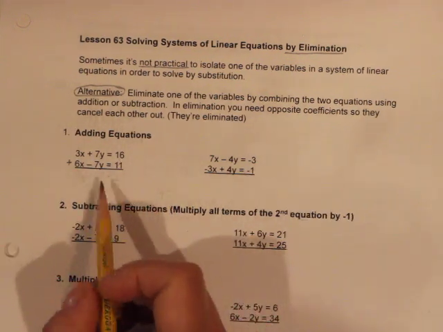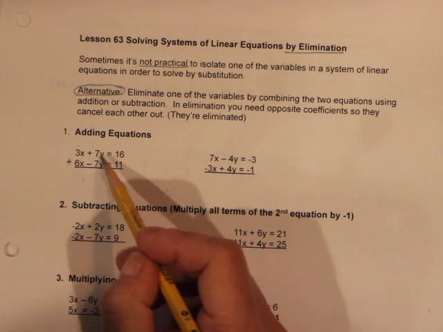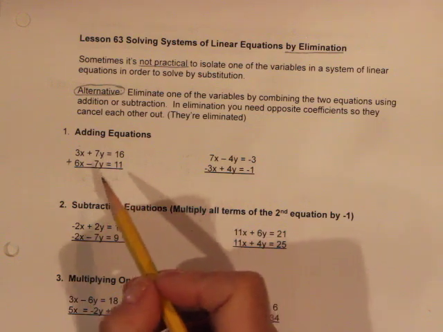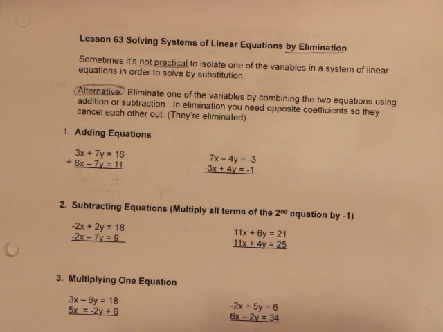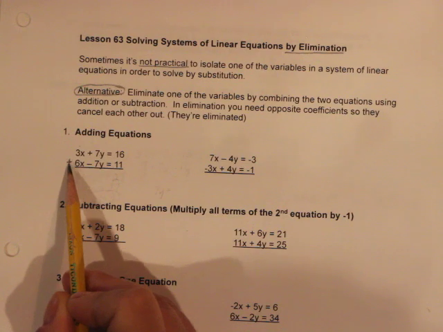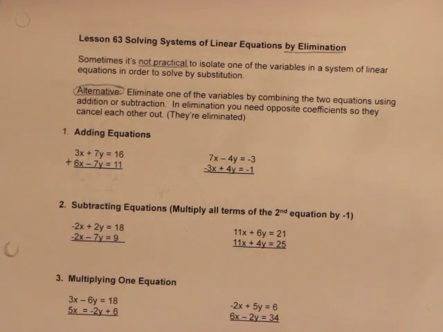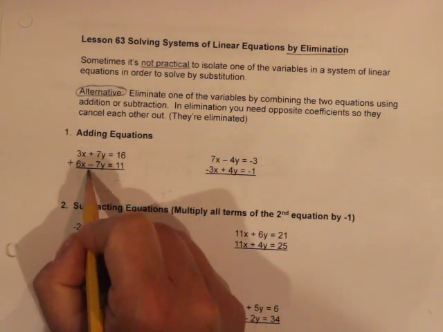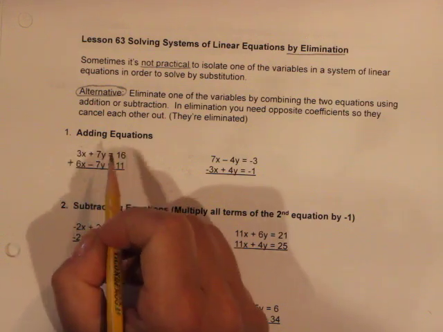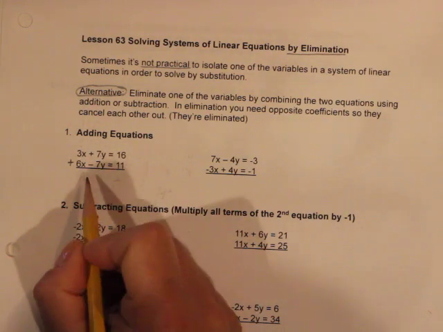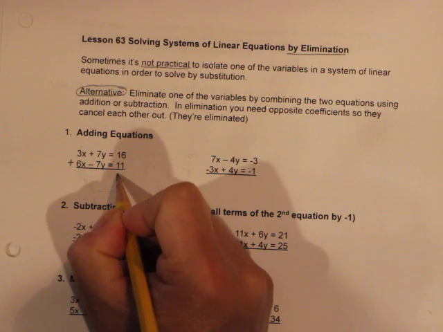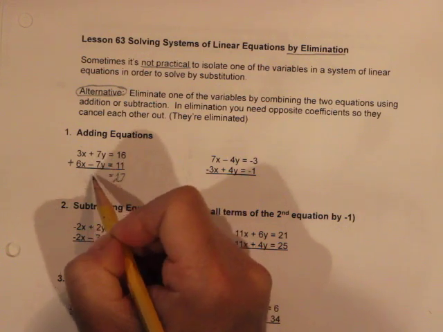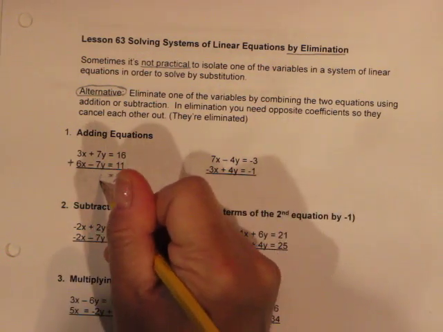Now, in order for this to work, we have to have two equations where one of the variables has a coefficient that is opposite of the coefficient of the same variable in the other equation. That way, when we do a simple addition, when we add these equations together, that variable will be eliminated. So, for example, let's take this one. If we add 6x minus 7y equals 11 to 3x plus 7y equals 16, we'll get this. Now remember, we're just adding straight across. So 16 plus 11 is going to be 27. 7y minus 7y is 0.